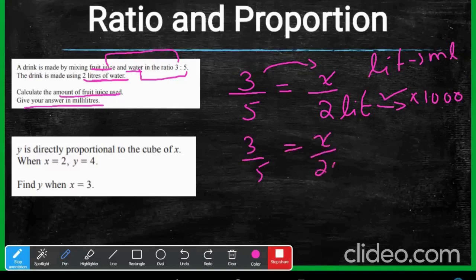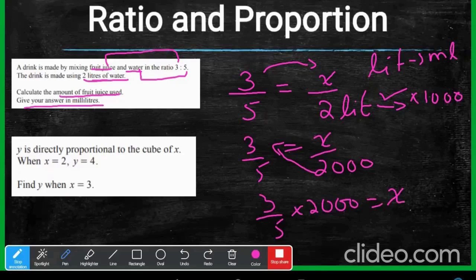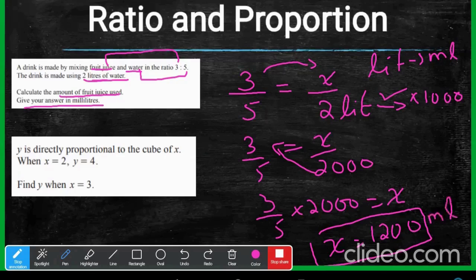They want the answer in milliliters, that's why we have to convert liters into milliliters. Now 3 multiplied by 2000 divided by 5. So the amount of fruit juice is 1200. I hope you got how we can solve this question. Everything is clear, this is done. So the ratio question is also done. The correct answer is 1200 milliliters. That's important: you have to write ml, milliliter. That's the important thing in this question.